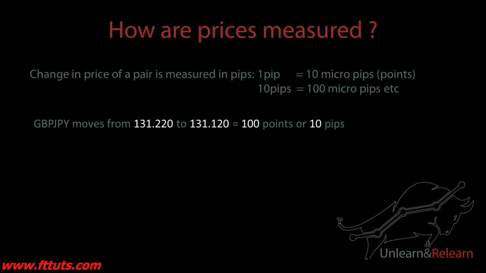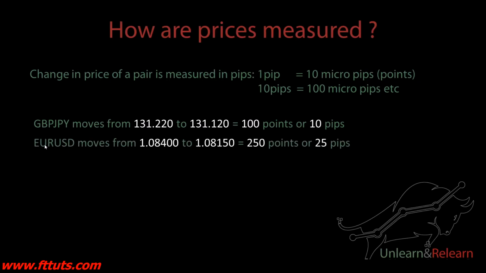This is how you measure pips. You subtract the numbers, you get the 100 points, and then you divide it by 10 to get 10 pips. When we talk about EURUSD, if price moved from 1.08400 to 1.08150, that's a change of 250 points or 25 pips. So this is how you're measuring pips.